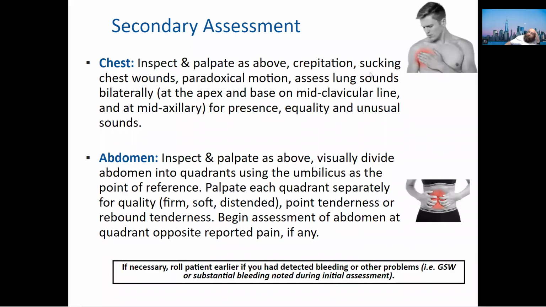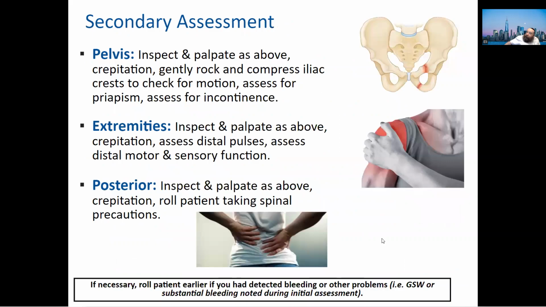So we're going to check the chest. We're going to look for different types of motion, equal, unequal chest rise, lung sounds. All right. We're just going down and down. We go to the abdomen. We'll show you how to check the four quadrants. We look for rebound tenderness, point tenderness. I'm sure I've spoken about those previously. Pelvis for stability, and then the four extremities, right? Lower extremities, upper extremities, posterior, which is the back, the buttocks, all right? Everything has to be checked.